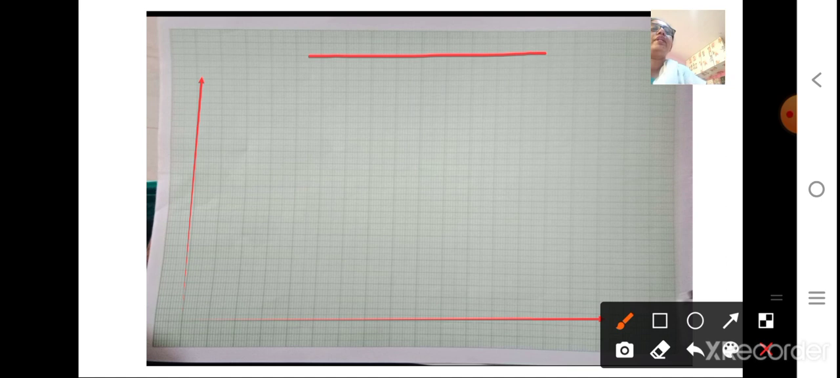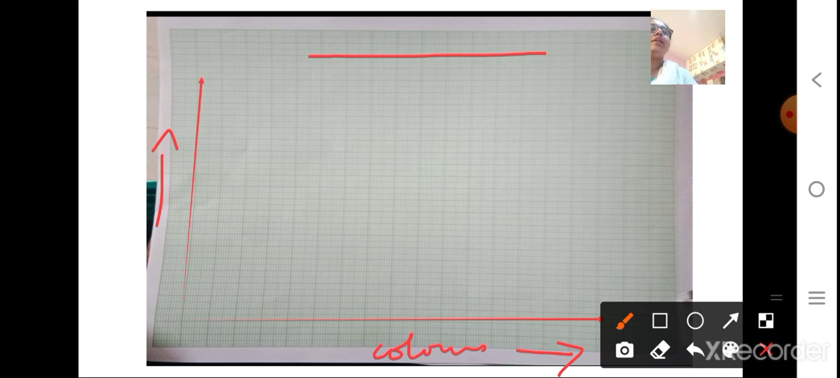lines, the x-axis and the y-axis. First we will draw the x-axis here, leaving 1 centimeter. This will be your x-axis and this will be your y-axis. Now we'll give the title as students favorite color. Give the title here and then mention the scale, that is x-axis will be the colors, and your y-axis will be the number of students, which you will write here and then put an arrow.